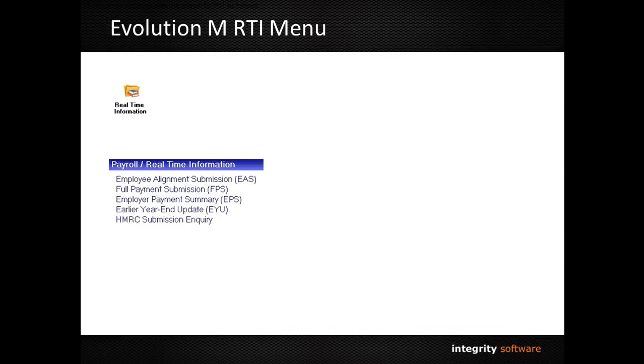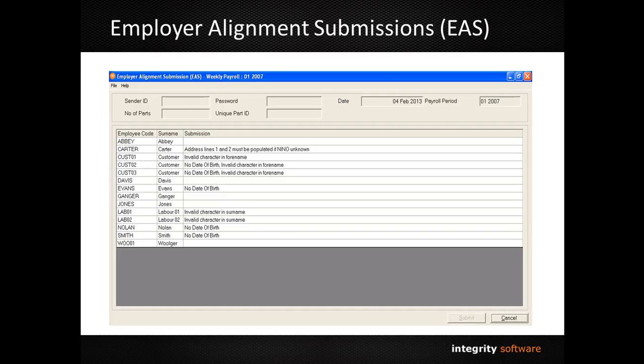Moving on to the RTI menu, now bearing in mind we are still at the data cleansing stage here, so we're not suggesting that this is going to be an active participation in the RTI scheme, but what we've done as part of the first option there, the employee alignment submission, is we've allowed that to be accessible prior to the 6th of April, and a screen such as this will appear, which is basically validating the employee information for you. So it's telling you now, way ahead of the implementation of the scheme, the sort of fields where there are errors that need to be addressed before the scheme can be commenced.